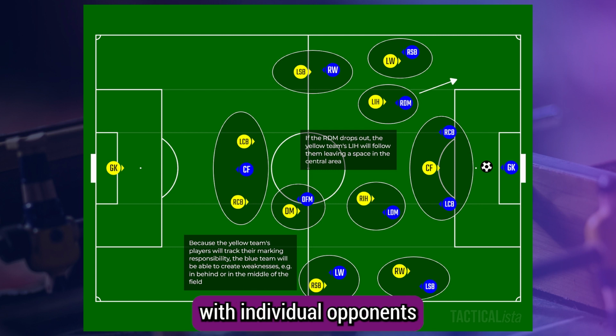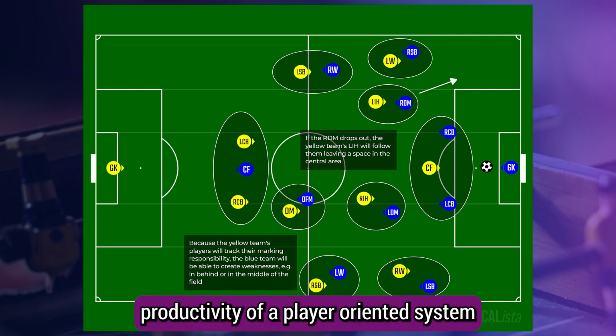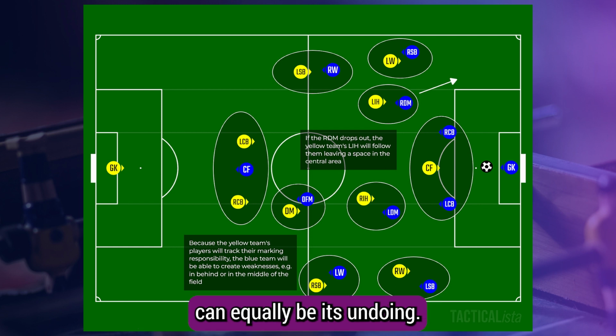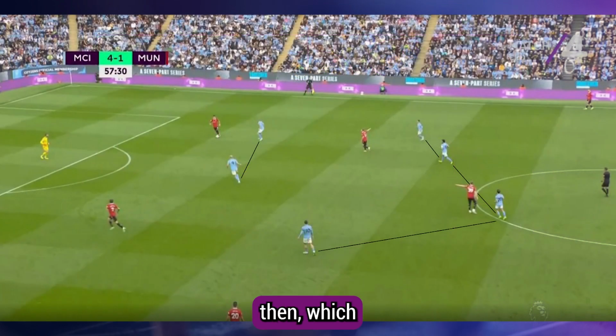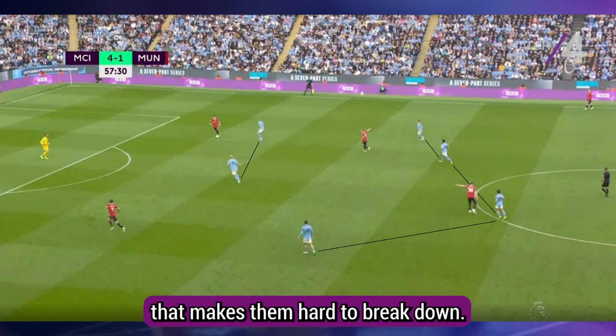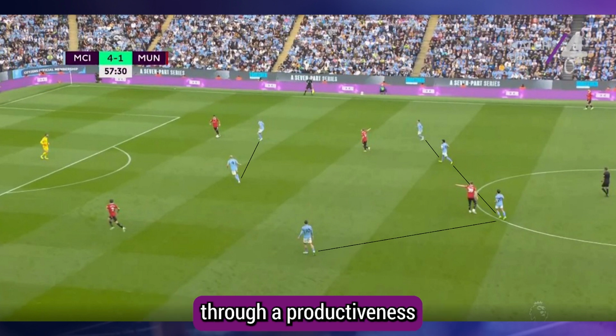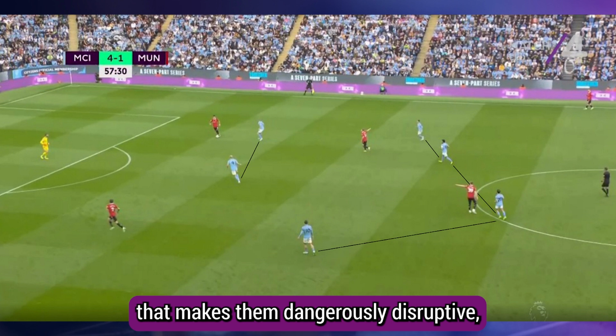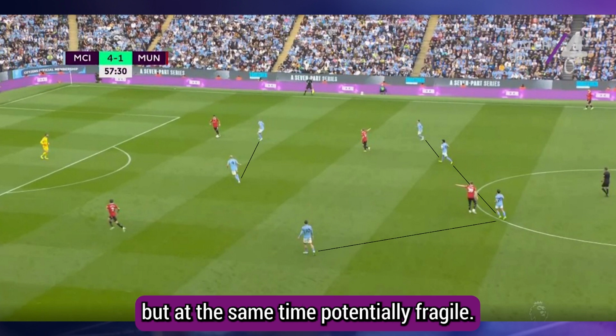With individual opponents prioritized over the retention of any structure, player-oriented systems have the opposite problem to zonal systems. The lack of a coherent structure can be exploitable by the team in possession, especially if they have press-resistant players, and so the productivity of a player-oriented system can equally be its undoing. Two systems, then, which look to prevent the opponent from scoring, but in very different ways. The one through a reactiveness that makes them hard to break down, but easy to manage, the other through a proactiveness that makes them dangerously disruptive, but at the same time potentially fragile.